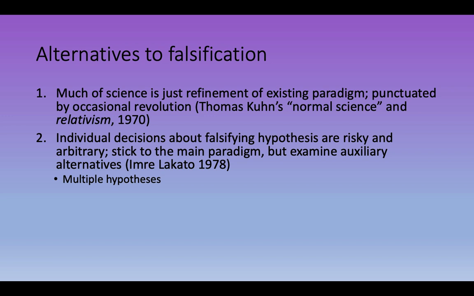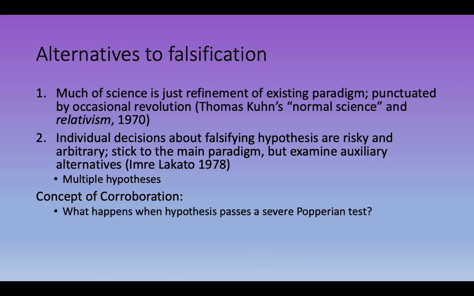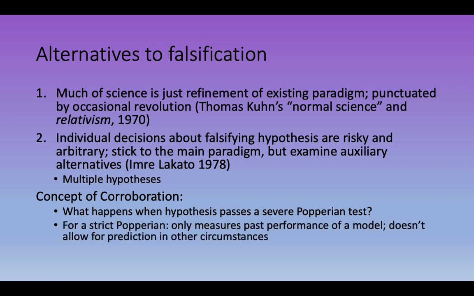So there are all kinds of ways where we can see there are shortcomings and a need for some sort of alternative to this falsification process. There are some ways to deal with this. Corroboration is a really useful and important way to think about this. What happens when a hypothesis passes a severe Popperian test, like this really strict Popperian test? Well, for a strict Popperian, it only measures the past performance of a model. It doesn't allow for prediction in other circumstances, right?